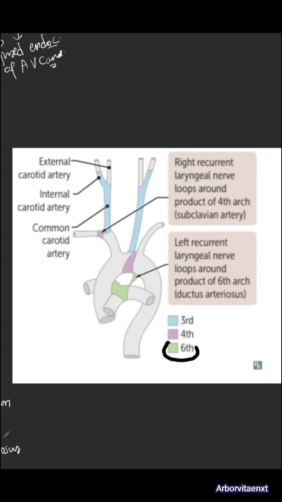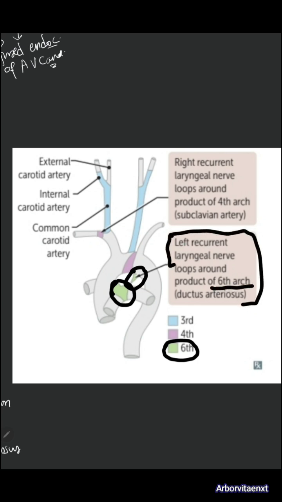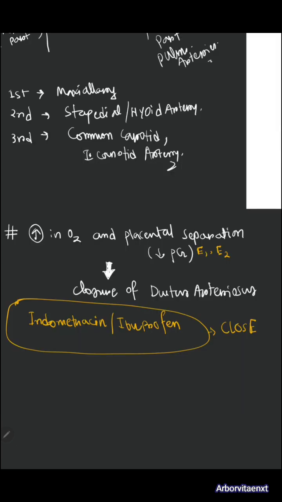Now about the derivatives of the sixth arch. You can see the sixth arch gives rise to the proximal part of the pulmonary artery, and on the left only it gives rise to the ductus arteriosus. The thing that we must remember is that the left recurrent laryngeal nerve loops around the sixth arch, or ductus arteriosus.